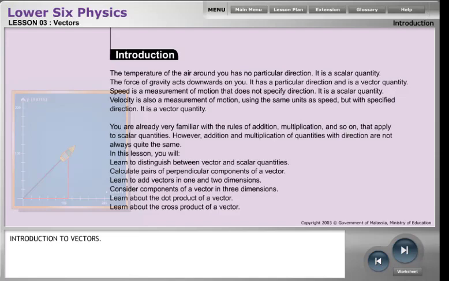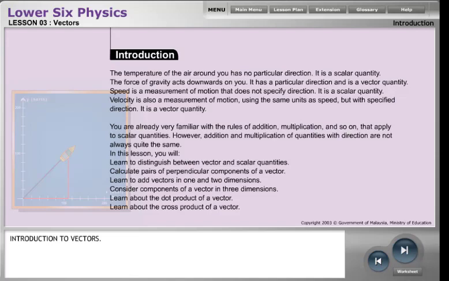Speed is a measurement of motion that does not specify direction. It is a scalar quantity. Velocity is also a measurement of motion using the same units as speed, but with specified direction. It is a vector quantity.